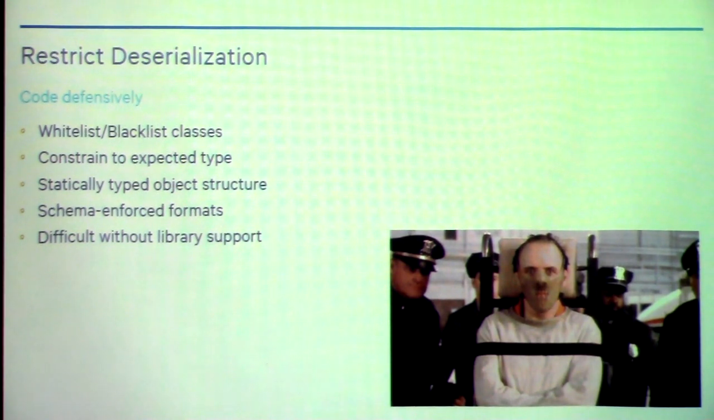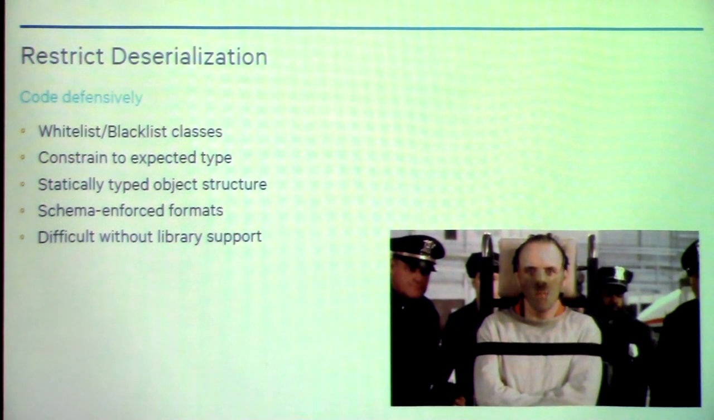I can talk about this one. Another step you can take is, at a code level, trying to restrict deserialization. This is kind of difficult without explicit support from the library. You can kind of hack in a few cases. The idea is you want to preferably whitelist what classes you're allowed to deserialize, or blacklist dangerous ones if you can't whitelist. You want to constrain things as much as possible to the types that you're expecting.